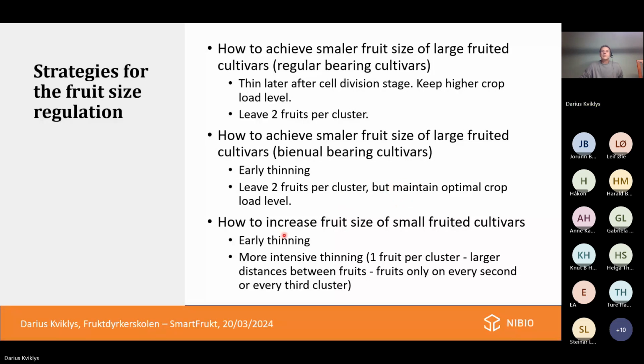and maintain regular bearing, if you want to get high yield next year. And if you grow small-fruited cultivars, early thinning is very important, flowering time, and it should be more intensive thinning, leaving 1 fruit per cluster and larger distances between fruits, or fruits only on every second or every third cluster. It depends on the variety.